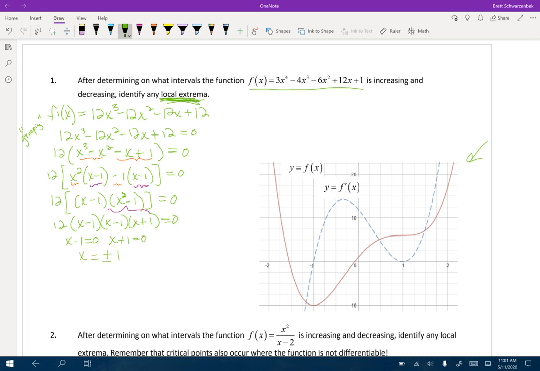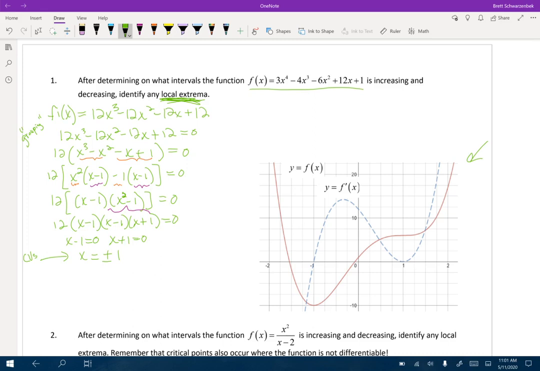Okay, so what does that mean? That means that these will be our critical values or critical points. It doesn't matter how you write it. If you want to say CVs, CPs, I've seen it done both ways. I know in previous sections I've been calling them critical values. It doesn't really matter. So what does that mean? So that means that in our graph, our potential local extrema are at x values of positive and negative 1.